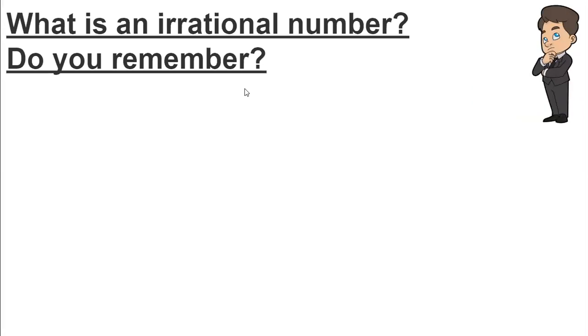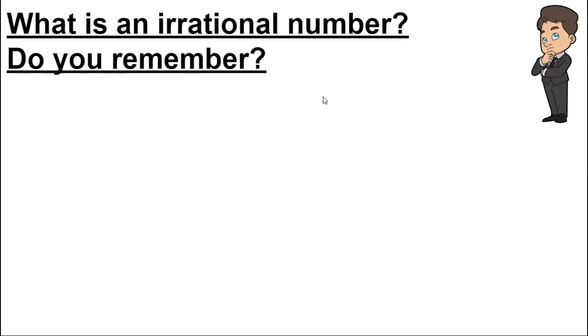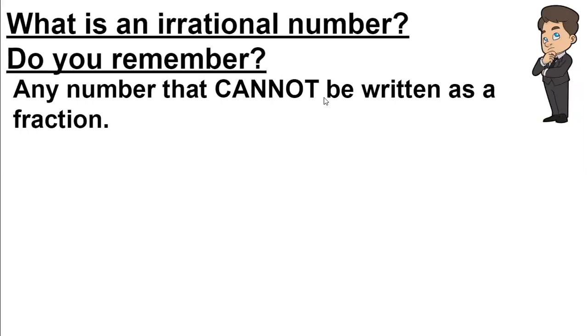What is an irrational number? Do you remember? It's any number that cannot be written as a fraction. So remember that repeating decimals can be written as fractions, right? Non-terminating decimals that repeat can also be written as fractions. So let's see if we can figure out which ones are going to be irrational.